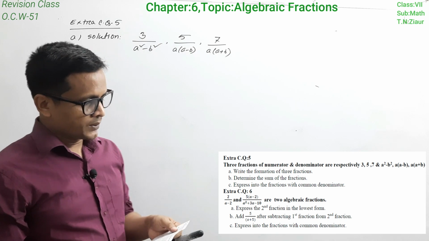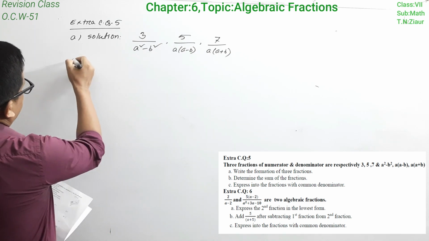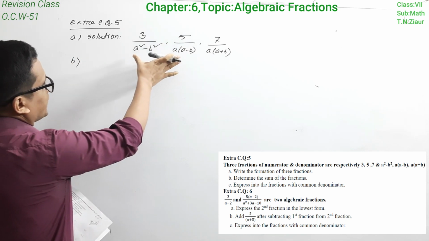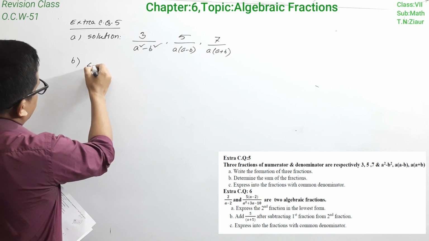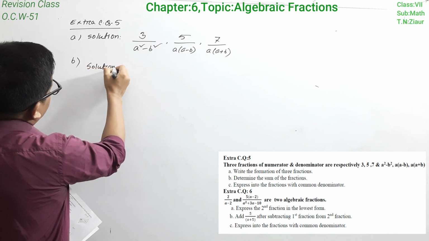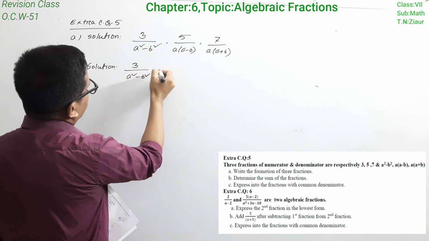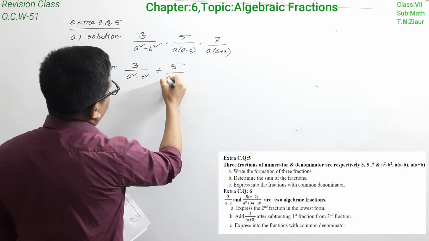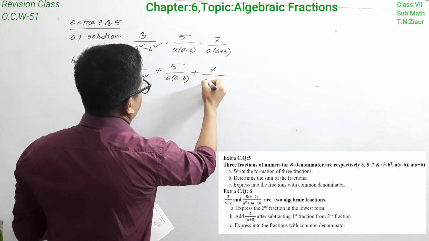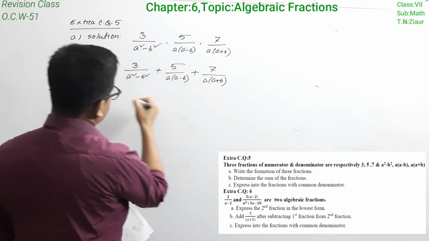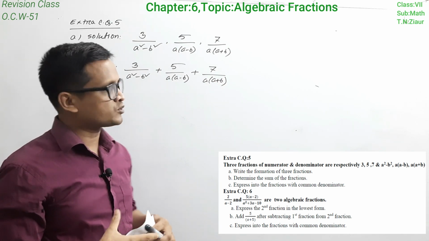Now for part b, here it is given to determine the sum of these fractions. So these three fractions, we just have to add, students. Now the solution of part b. We just have to write this again: 3 by a square minus b square plus 5 by a into a minus b plus 7 by a into a plus b. Students, now what will you do to simplify this one? You have already solved some maths.